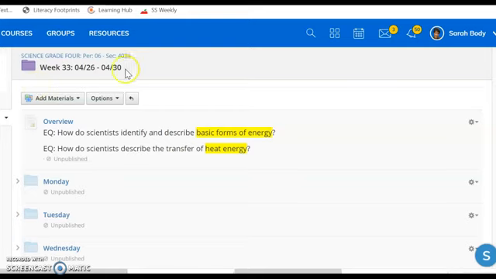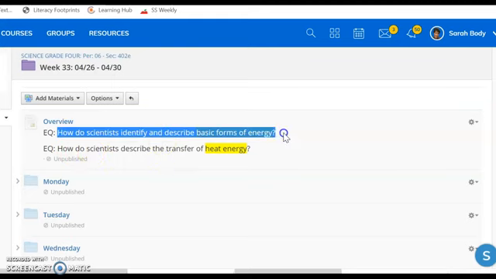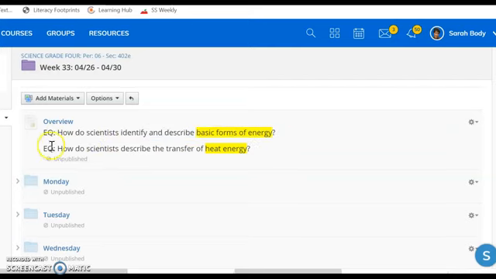This is the week of April 26th through April 30th. And you can see here we have two questions that we're going to focus on this week. We are wrapping up this unit on the basic forms of energy. And then we're also going to jump into and introduce the next unit, which is still talking about energy, but we're going to go more in depth with heat energy and how heat is transferred.